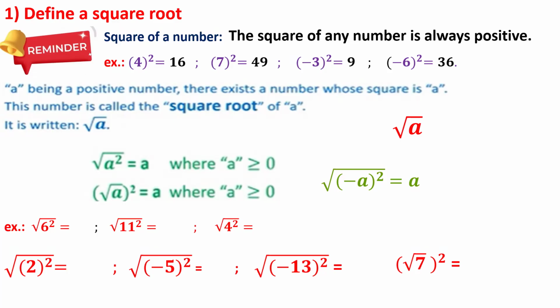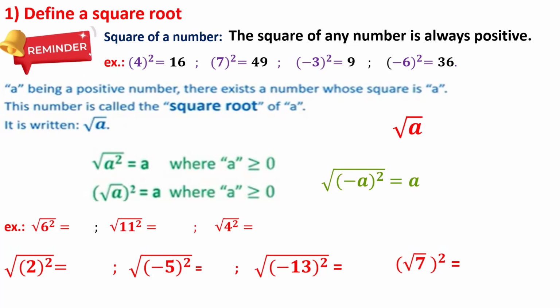First, when I talk about the square of a number in math, the square of any number is always positive. I make the number to the exponent 2. 4 squared is 16, 7 squared is 49, negative 3 squared: negative 3 is a negative base, so to the exponent 2 it's 9, negative 6 squared is 36.